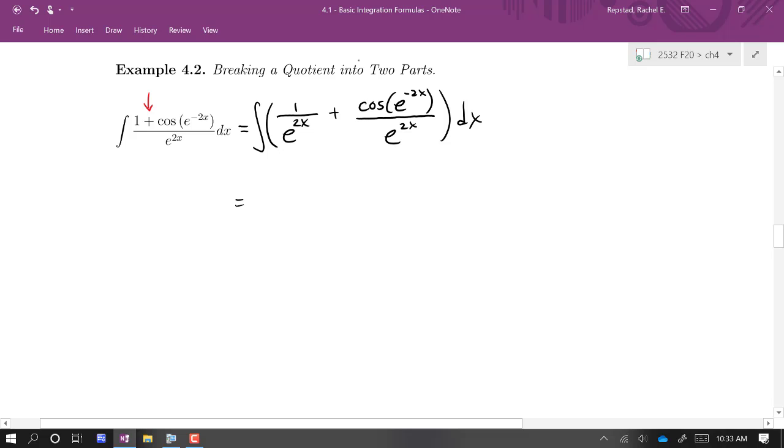And now we can also split up an integral over addition or subtraction. So with an eye toward how I'm going to approach these individual integrals that we end up with, I'm going to rewrite them a little bit. This 1 over e to the 2x, I'm going to write as the integral of e to the negative 2x dx. And I'm going to do something similar here. I'm going to bring that e to the negative 2x in the bottom up to the numerator as a factor of e to the negative 2x.